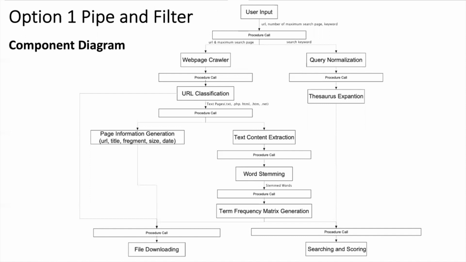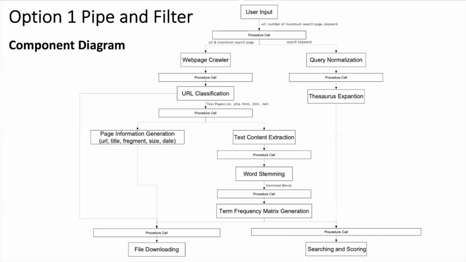In the beginning, the user is asked to input URL, number of maximum search page, and search keyword. For the left part, web page crawler will receive the URL and number of maximum search pages and return a set of URLs. In the URL classification component, all the URLs will be identified to different classes like broken pages, non-text pages, pages outside, duplicate pages, pages not allowed to crawl, and text pages.